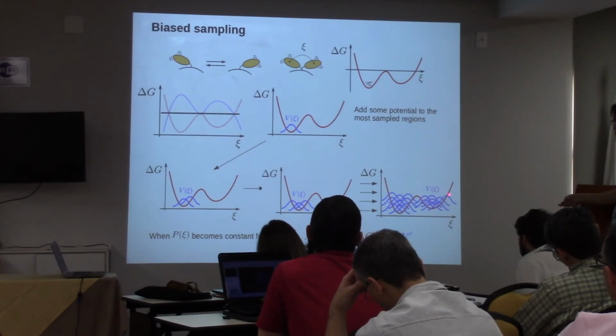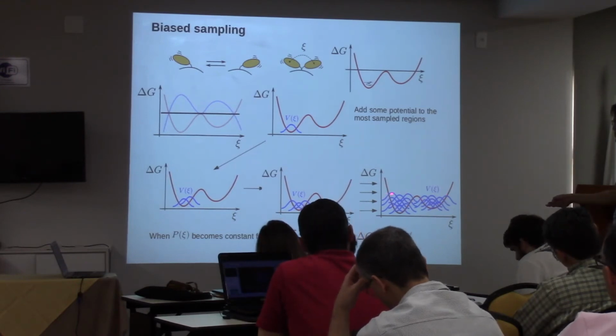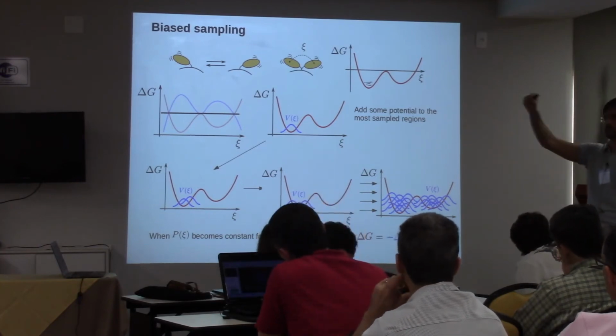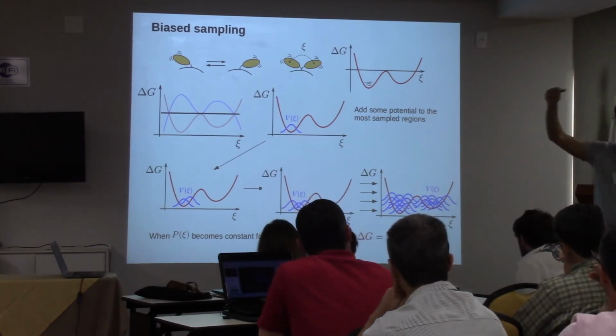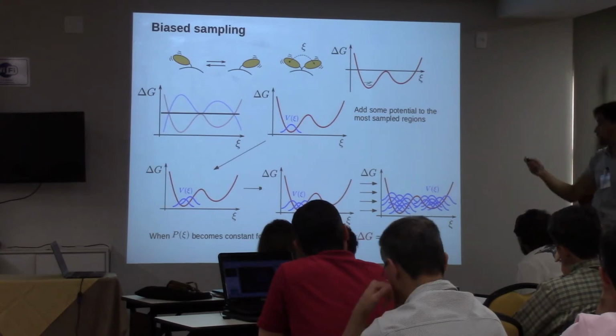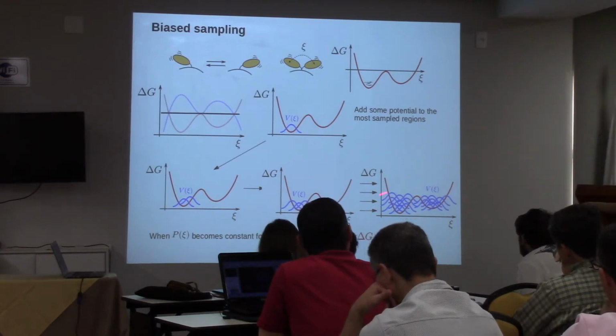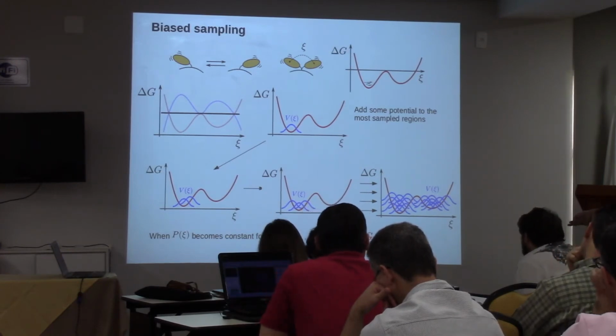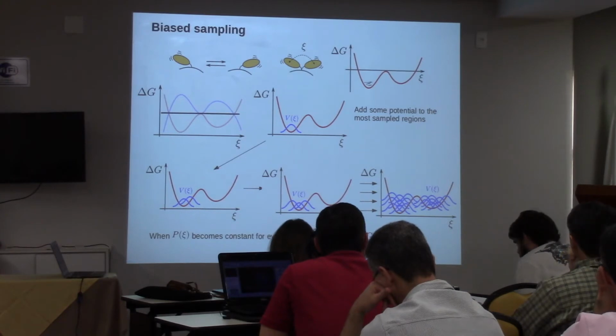And finally, if at some moment I realize that after adding all my perturbations, the probability of finding any configuration along my reaction coordinate is constant now, so my system starts diffusing along my reaction coordinate perturbed by these multiple perturbations. When I end this process, I know that if the probability is constant along the reaction coordinate, the perturbation I have introduced is the perturbation from which I can compute the free energy difference. Okay? And this kind of simulation is called metadynamics.